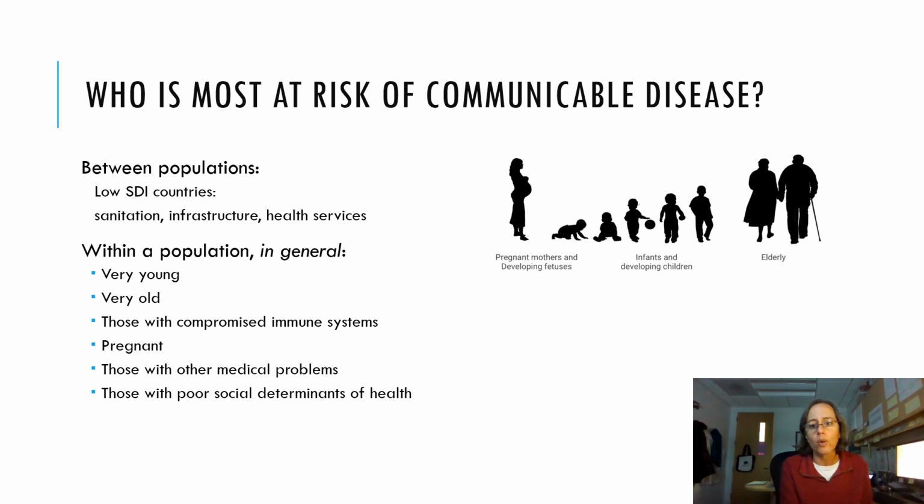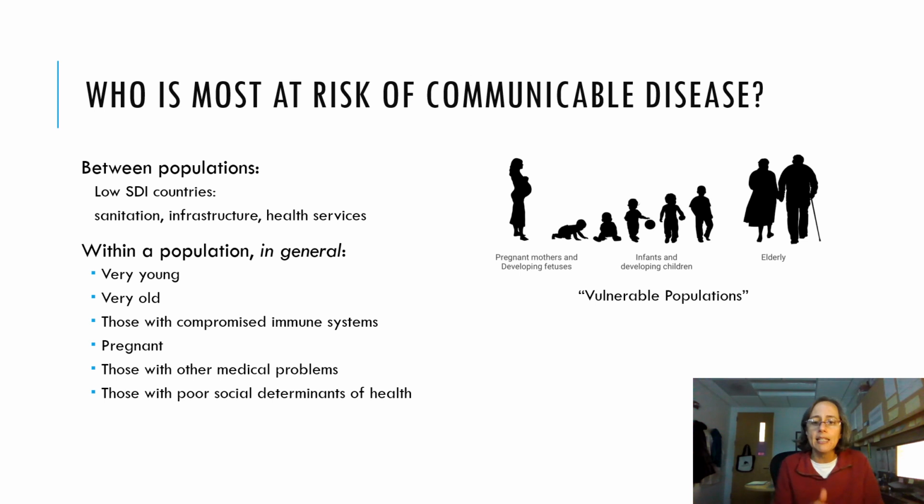And those with poor social determinants of health. So people who are under-resourced, people who don't have access to care, people who are not well educated, people who live in environments that are less healthy than others, right? Those folks are at risk of a higher likelihood of getting infected, and then if they get infected, they're at higher likelihood of having a severe outcome or getting severely ill.